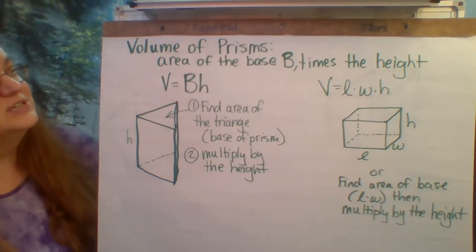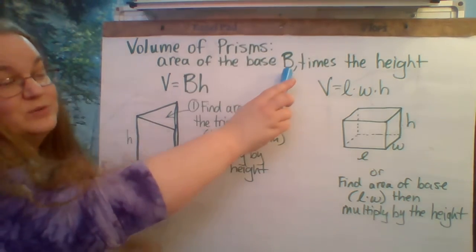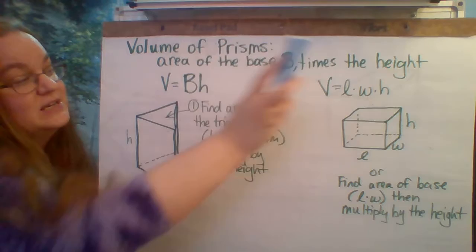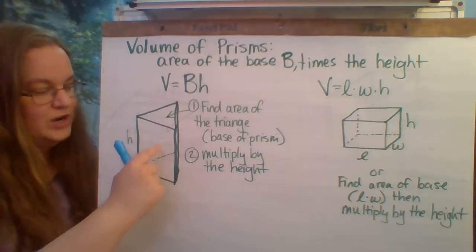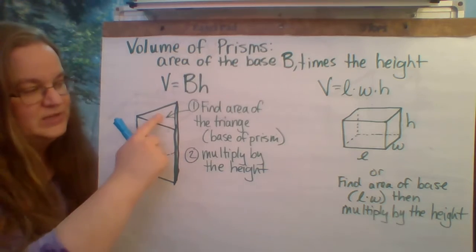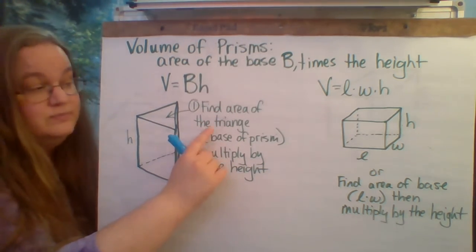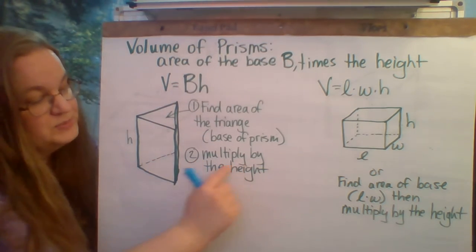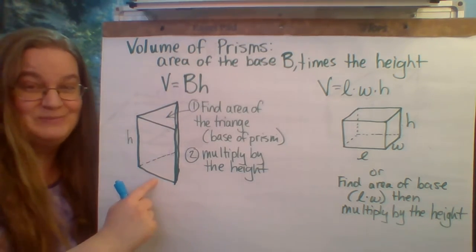In order to do this, we're going to find the area of the base, which we represent with big B because we're talking about an area here, times the height. So let's say I had a triangular prism, so it has a triangle as the base. There's one on the top and one on the bottom. You're going to find the area of the triangle, which is the base of the prism, and then you're just going to multiply it by the height. So we do it in two steps: find the area of the base, multiply it by the height.